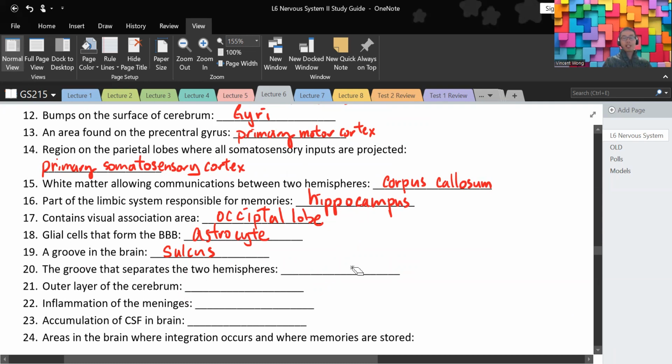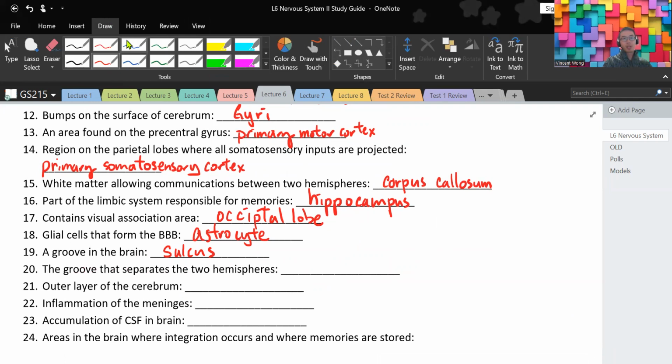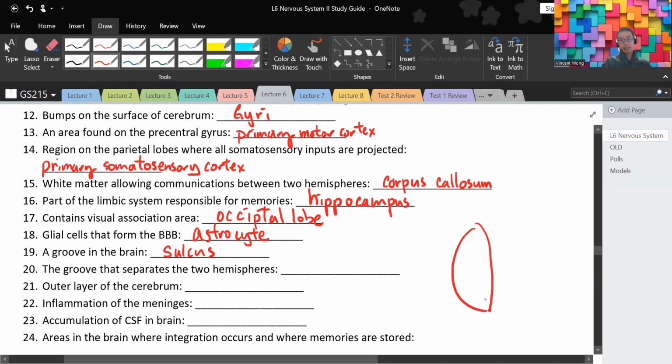The groove that separates the two hemispheres. Okay, so if you look at the brain from the top, here's your brain, and there is a groove that separates the two halves. This groove right here in the middle is called the longitudinal fissure.